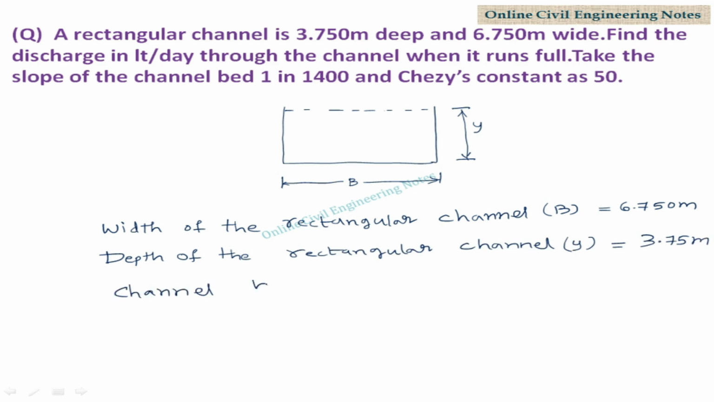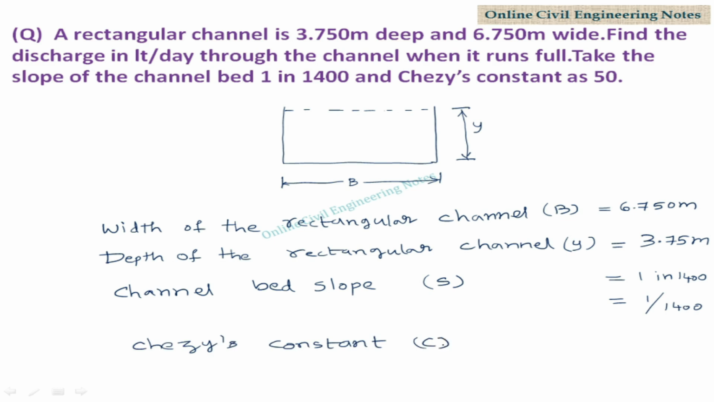Channel bed slope S is equal to 1 in 1400. We write it as 1 divided by 1400. Chezy's constant C is equal to 50. Area of the flow through this rectangular channel, capital A, is equal to B into Y, 6.75 into 3.75. A is equal to 25.312 meter square. Now calculate the wetted perimeter.